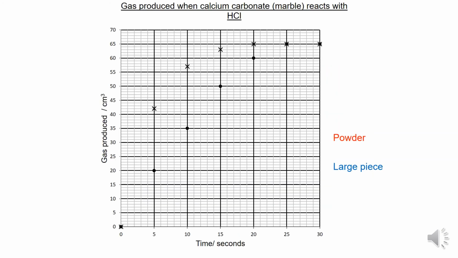If we were to plot a graph of this information, then we would be able to see these shapes shown on the screen. I'm going to add lines of best fit in for both of these, nice smooth curves again, and we can see the red line is the powder and the blue line is the large piece of marble.